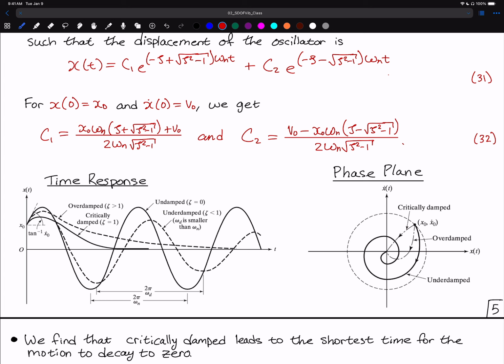All right, so that gives us now the solution for the overdamped case. We're not going to plug C1 and C2 in there because it's just going to be a big mess. But now we're going to look at the time response for each of these, as well as what the phase plane looks like.